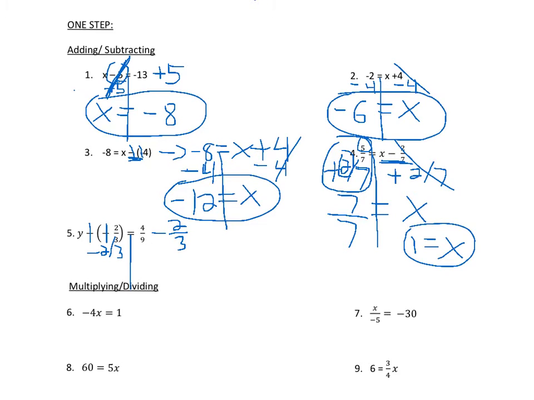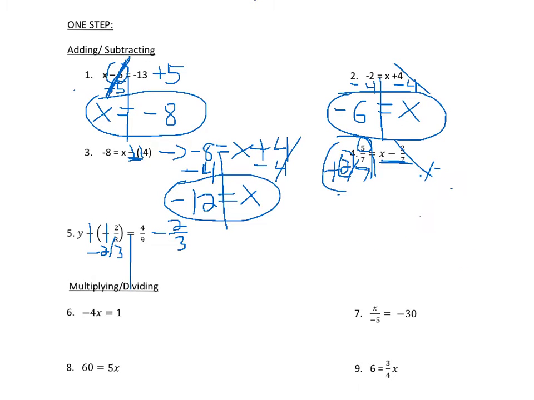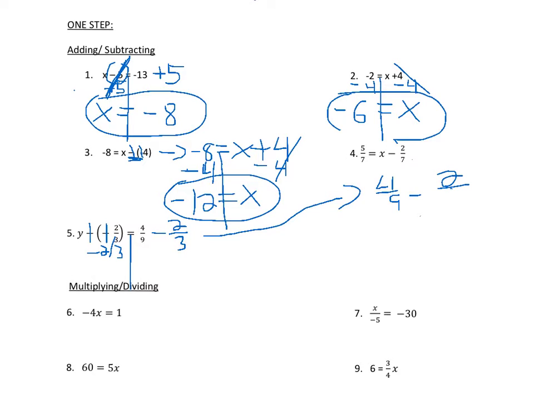Now this isn't as easy here. I'm just going to erase this right here to give me more space. This isn't as easy because the denominators are not the same. So this is what I have. I have 4/9 minus 2/3.